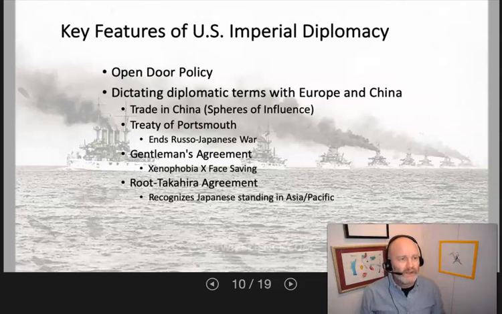Root Takahira basically recognizes that Japan is a sovereign power, and it recognizes Japan's claims in Manchuria. Korea is already just part of Japan, so it's not even like a colony. It's just Japan, right? And the Root Takahira agreement recognizes their claims also in Manchuria, or Manchukuo as they called it.